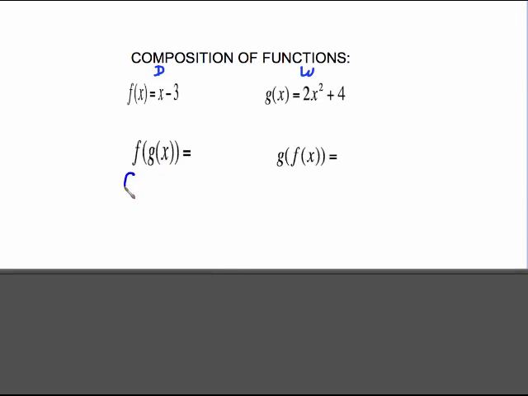I like to write this, put the g of x, actually write down 2x squared plus 4. That is your g function. And you know f of whatever means to plug that whatever in place of x in the f function. So this big mess is going in for that x. So this would be 2x squared plus 4 minus 3. Clean it up, 2x squared plus 1.